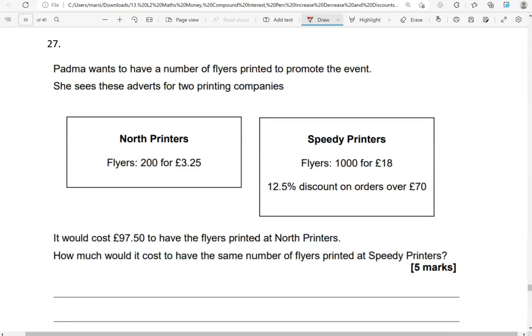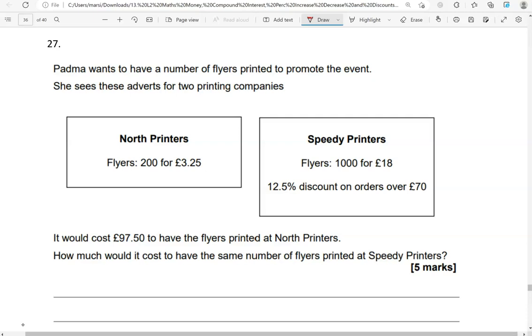Padma wants to have a number of flyers printed to promote the event. She sees these offers for two printing companies, North Printers and Speedy Printers. North Printers, flyers 200 for £3.25, and Speedy Printers, flyers 1,000 for £18, 12.5% discount on orders over £70. It would cost £97.50 to have the flyers printed at North Printers. How much would it cost to have the same number of flyers printed at Speedy Printers?